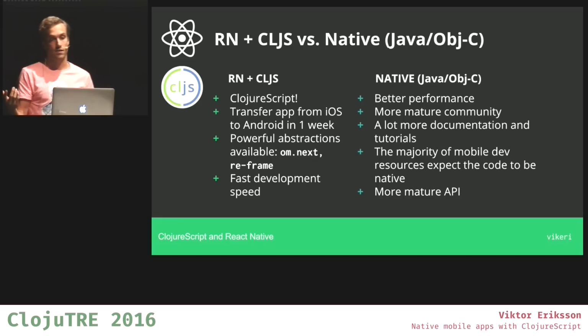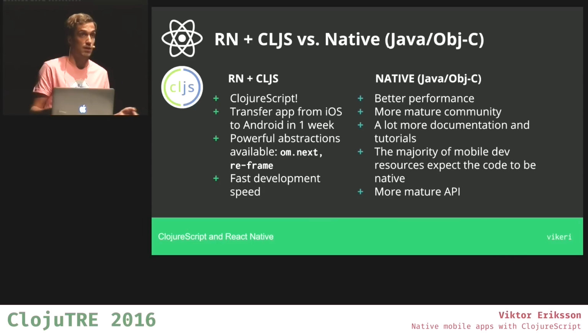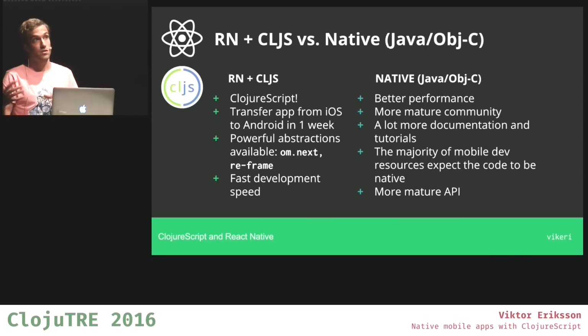I think my experience is that development flow is really fast. On the other hand, with classic native with Java or Objective-C, you get better performance. Even though there's a lot of work in the React Native space on the performance side, it's still not comparable to the properly multi-threaded nature of real native. And naturally, classic native has a much more mature community.